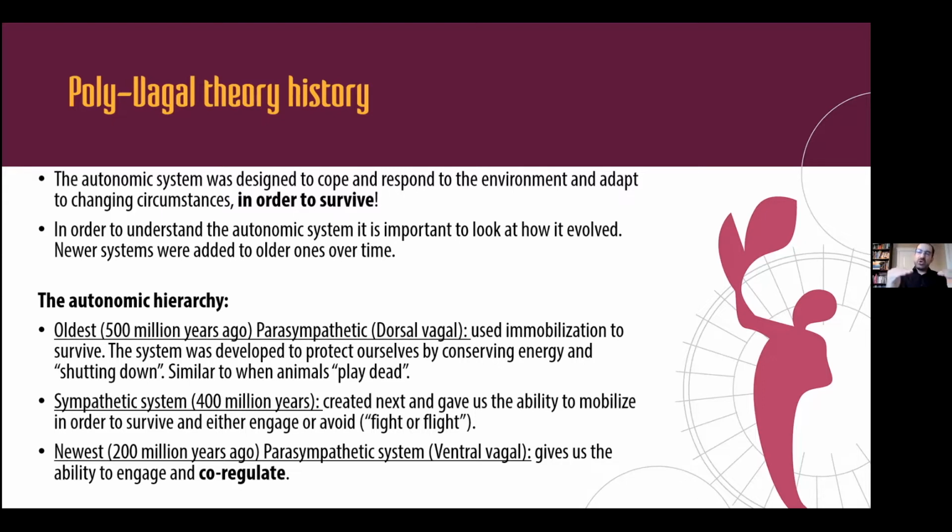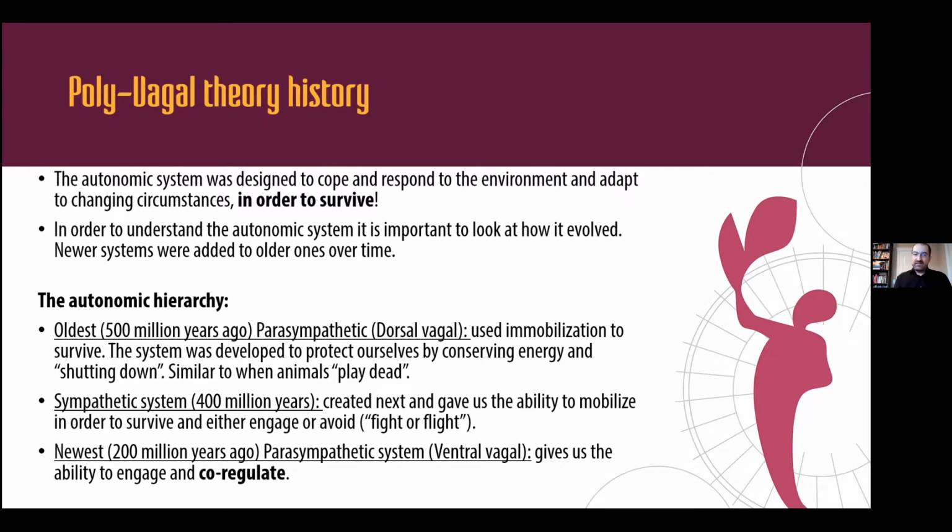After that, a newer system was created to better adapt to the environment, and that's the sympathetic system, which was created around 400 million years ago. It gave the organism the ability to move or to mobilize in order to survive in danger. And when I say to mobilize, the organism can either flee, run away, or use mobilization to fight, which is why we call that sympathetic system the fight or flight response. That's a system that is newer than the oldest system, which is the dorsal vagal.